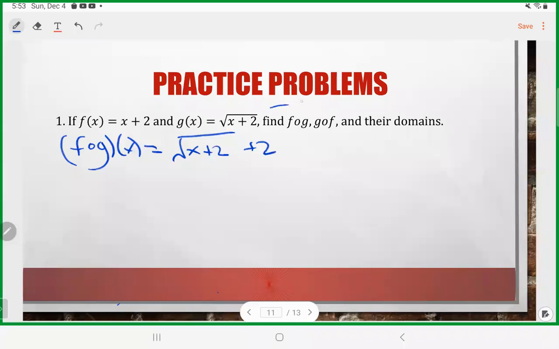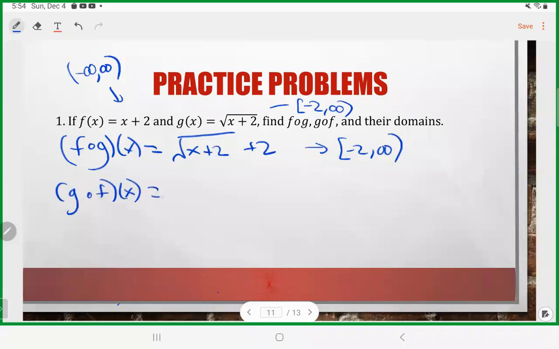And the individual domain for these is -2 to infinity, and this just has no restrictions, right? And you see here, the only restriction is just going to be this. And then g of f is going to be equal to x plus 4. You can see here, the domain will be -4 to infinity.